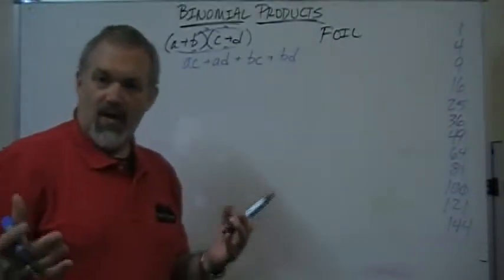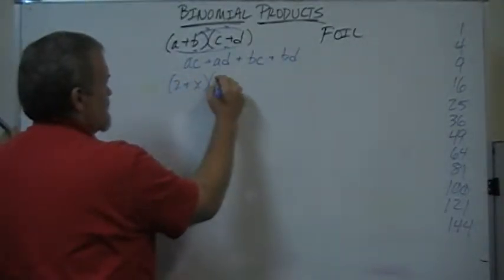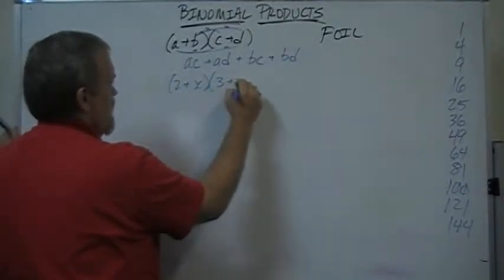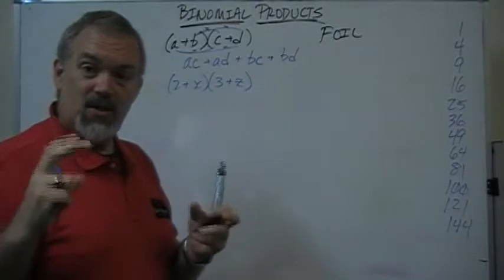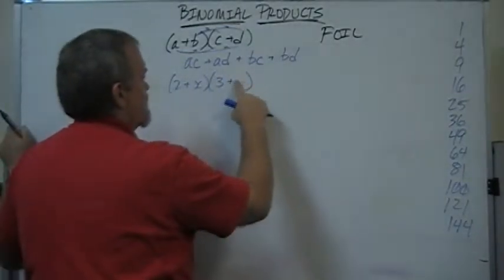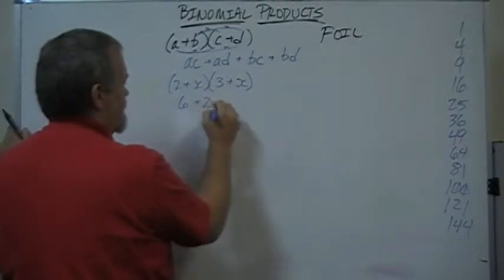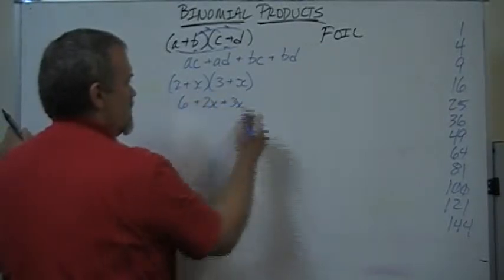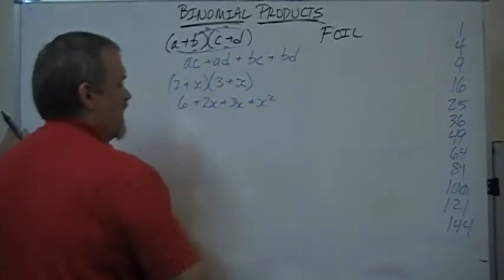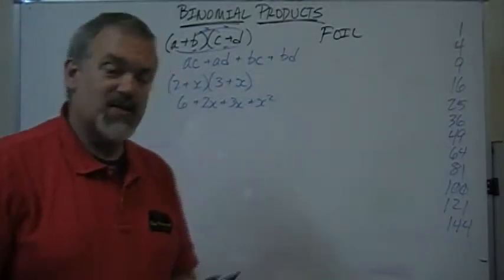You should remember this from binomial products with something like this: 2 plus x times 3 plus x. Let's assume we had two pronumerals that were the same, so let's use x here. FOIL would give us the first two, which is 6. The outside two, 2 times x is 2x. The inside two, 3 times x is 3x. And the last two, which would give me x squared. We can simplify the two in the middle to 5x. Now what we're dealing with today is doing the same process with surds.